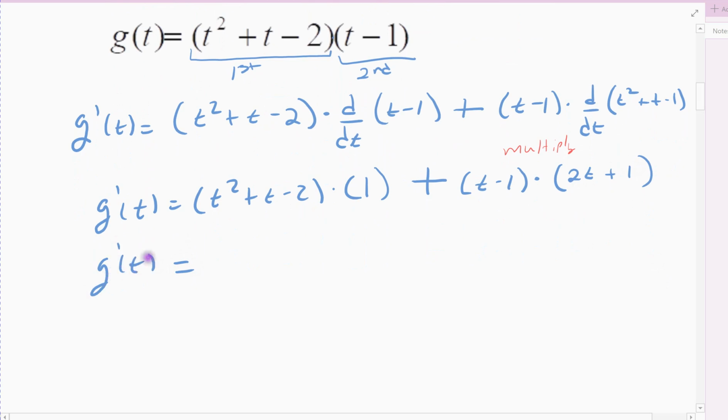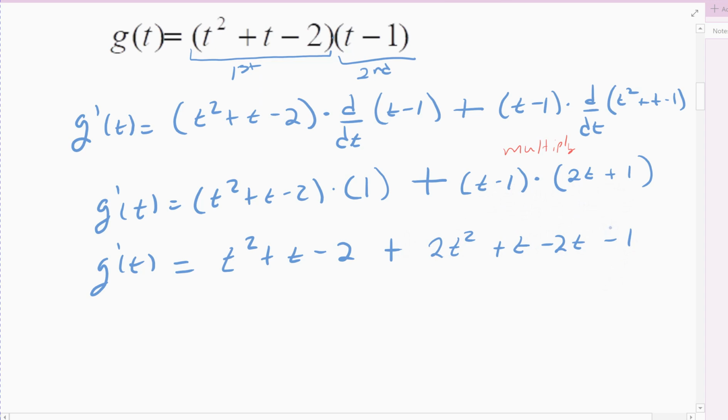All right, to simplify. The first term, you really just drop the parentheses, because 1 times that expression is the expression. So that just comes down. Plus, then I'm going to multiply this out. The first, t times 2t, is going to give me 2t squared. Outer, t times 1, that's just t. Inner, negative 1 times 2t is negative 2t. And last, negative 1 times 1 gives me my negative 1.